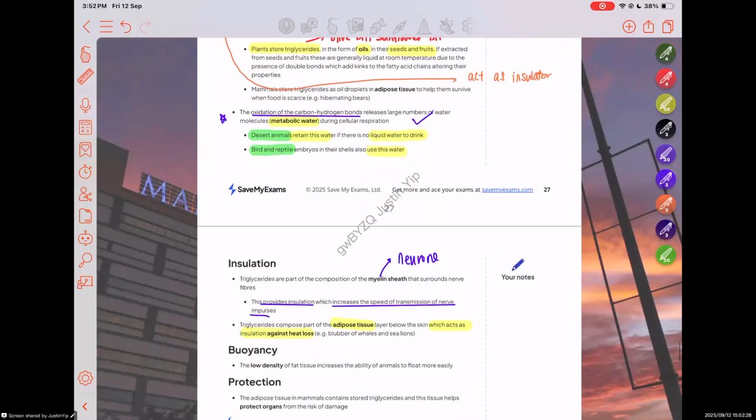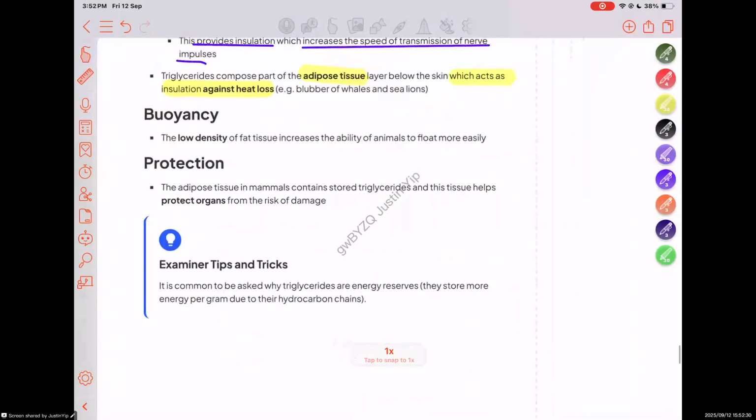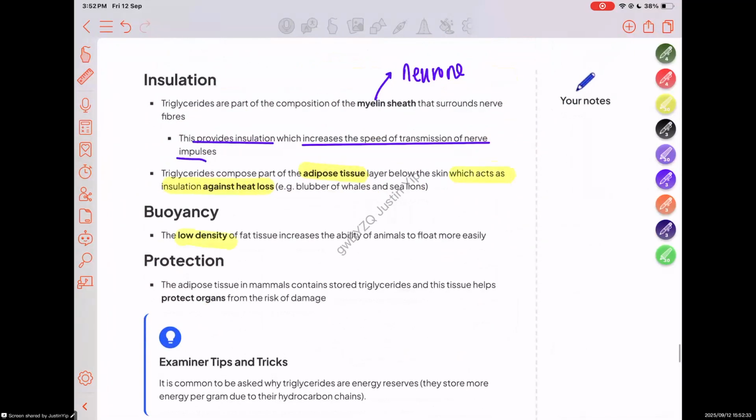Then after that, we have buoyancy and protection. So the low density of fat tissues will increase the ability of animals to float more easily. This is something about physics already. And protection, very important. Actually, fats help us to protect organs from the risk of damage. But don't take me wrong, too much fat surrounding the organ is not so good. But you need to have at least some of it in order to protect your organ.